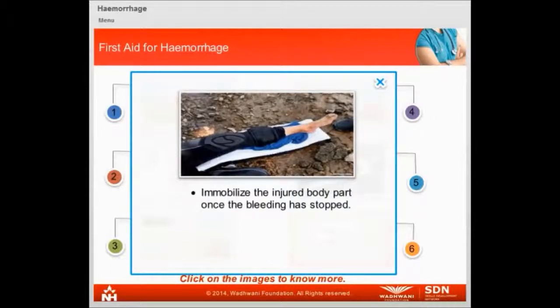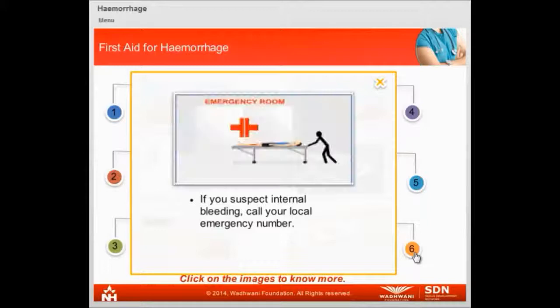Immobilize the injured body part once the bleeding has stopped. Leave the bandages in place and get the injured person to the emergency room as soon as possible. If you suspect internal bleeding, immediately call your local emergency number.